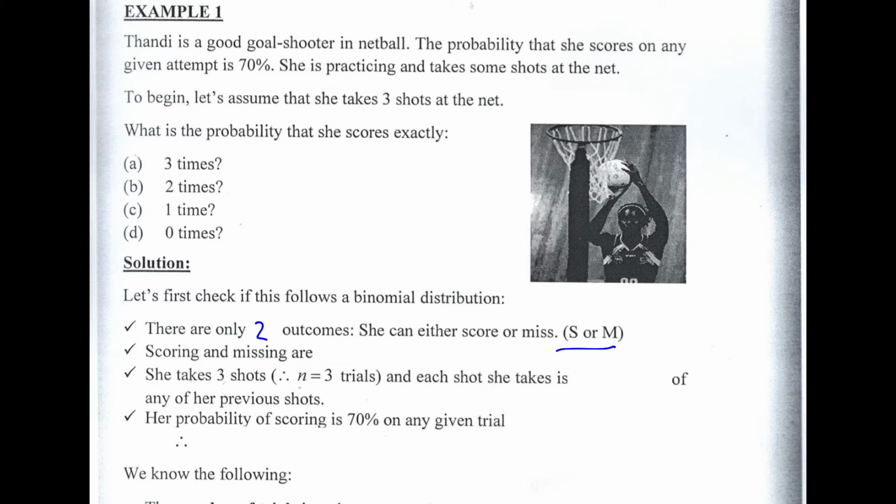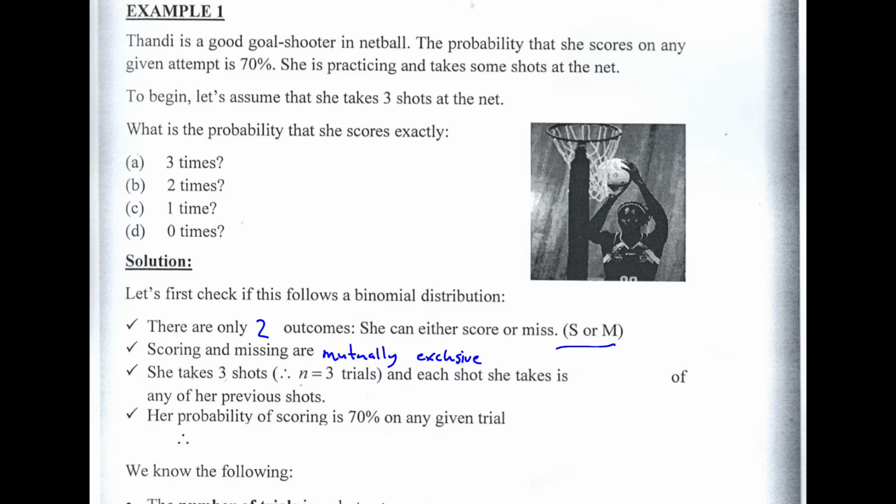So let's look at those 2 results of scoring or missing. They are both mutually exclusive. That's the second condition. Why is it mutually exclusive? Because she's either going to score or she's not going to score. There's no middle ground. So that satisfies binomial distribution.